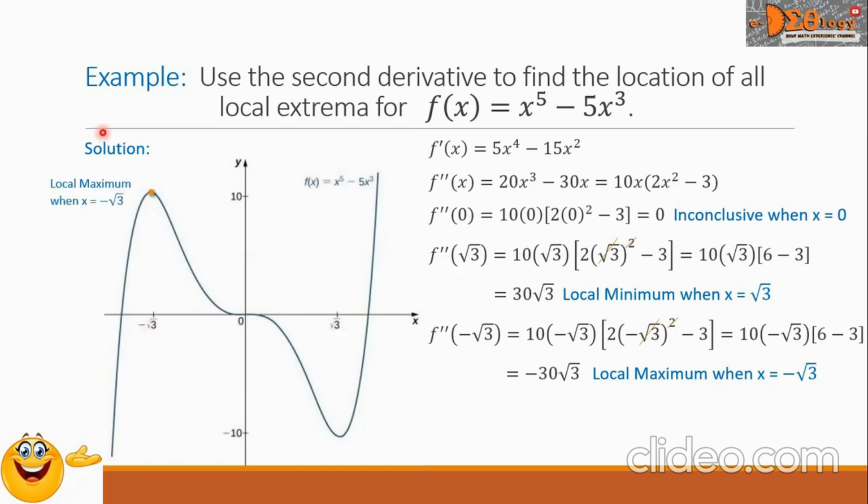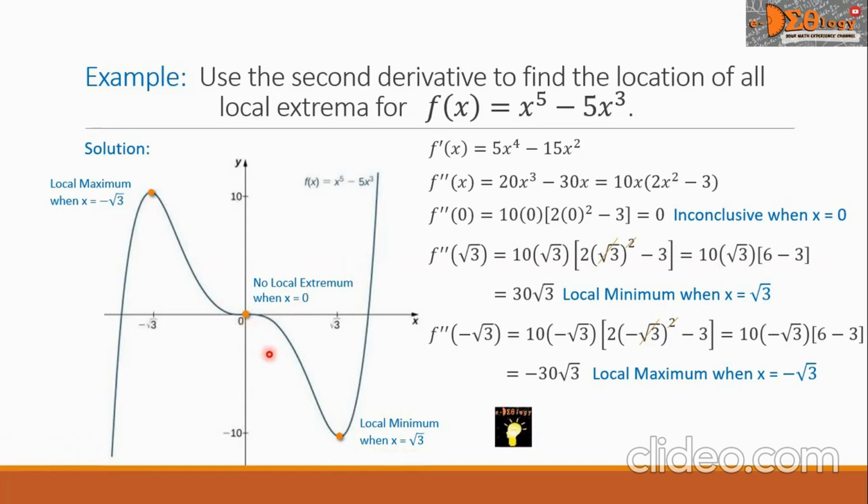We say that there is a local maximum when x is equal to negative square root of 3, and it's here. Also, there is a local minimum when x is equal to square root of 3. This is the point. And then, there is no local extremum when x is equal to 0. This is the point. This is now our final answer.